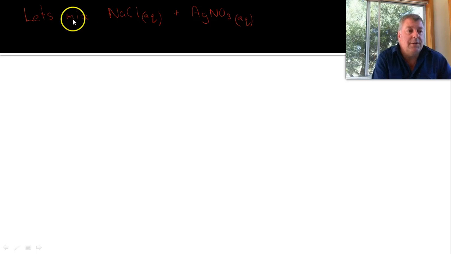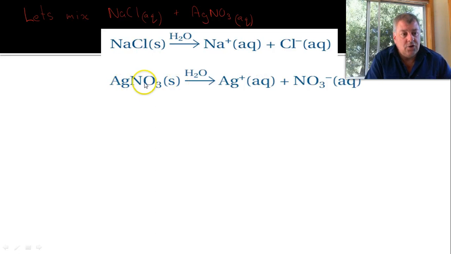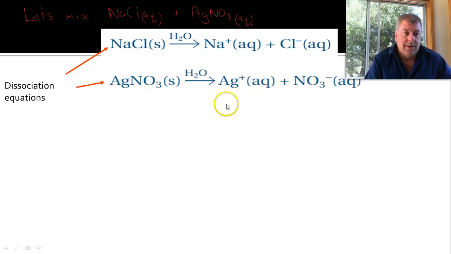So let's do an example. Let's mix sodium chloride and silver nitrate solutions. First of all, how did we make this sodium chloride solution and the silver nitrate solution? Well, we took some salt, added it to water, and so we got the solution, AQ. In this AQ, we recognize we've actually got sodium ions and chloride ions. In the silver nitrate solution, we recognize that we've got the silver and the nitrate. These two reactions are what we call dissociation reactions. They're a good example.